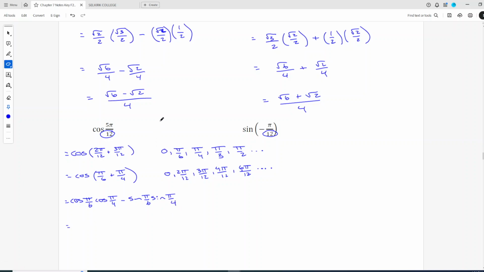And then we evaluate. So it might help to draw those triangles again, even though we do have them above. So pi by 6 is my 30 degree. So it's my 1, 2, root 3.